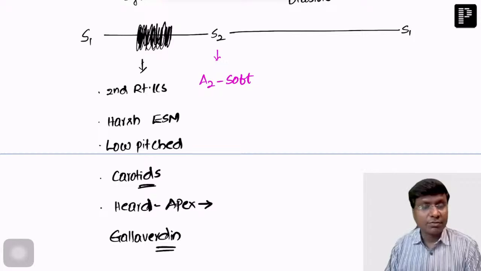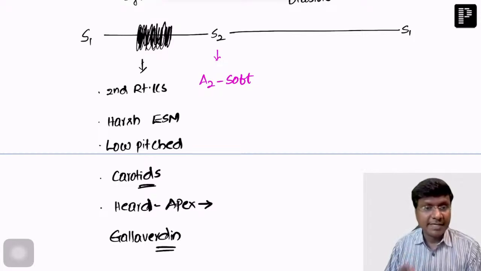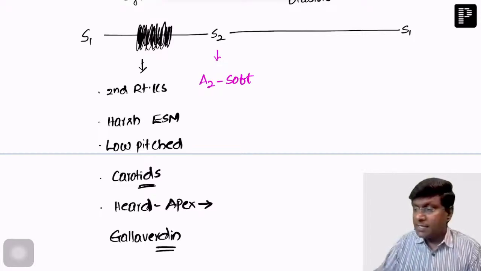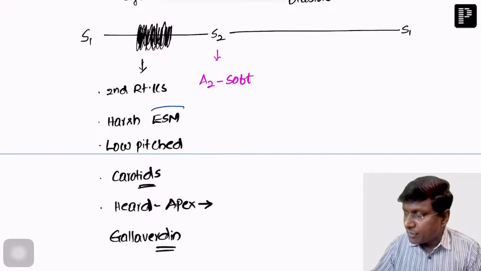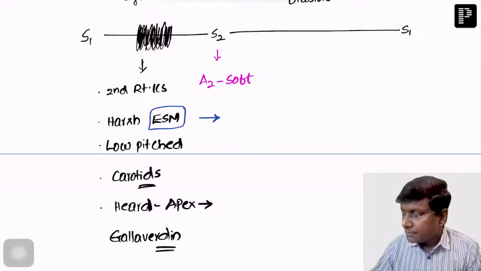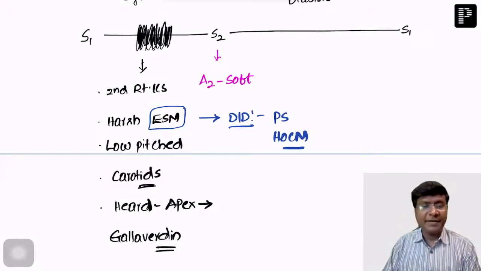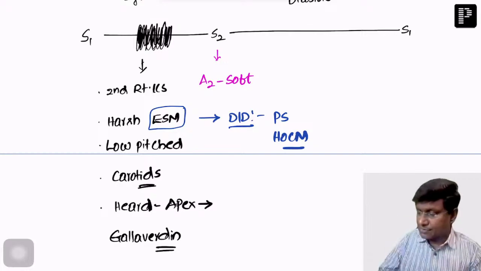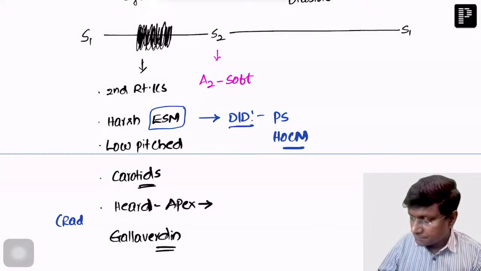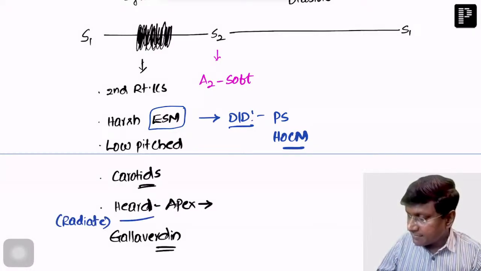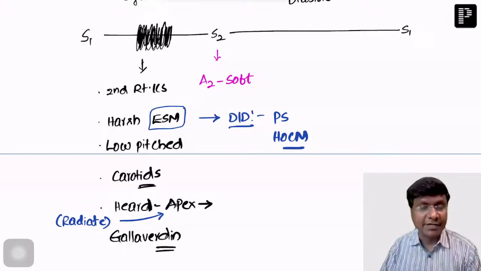Okay, so this is about the AS murmur. It's a mid or ejection systolic murmur. Now, what are the differential diagnoses for a mid or ejection systolic murmur? Differential diagnosis will be PS and then HOCM, right? And it's a low pitched murmur, and that will be radiating to the carotid. And it will also radiate to the apex, and that is called Gallavardin phenomenon.